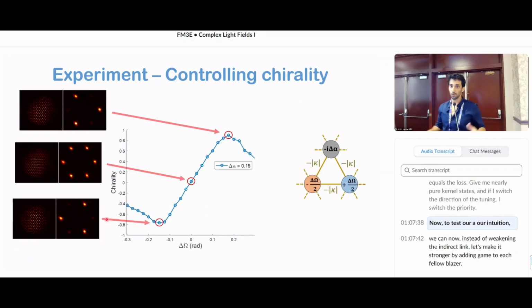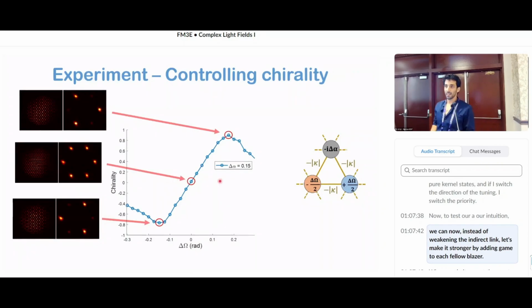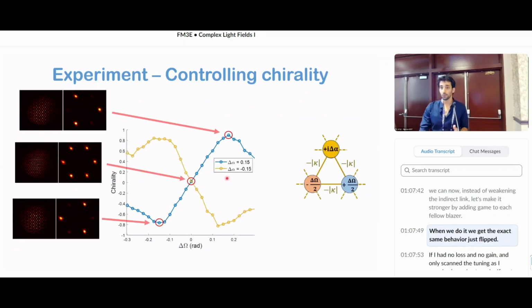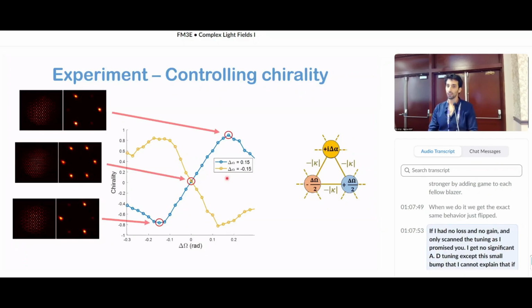Now, to test our intuition, instead of weakening the indirect link, let's make it stronger by adding gain to each third laser. When we do it, we get the exact same behavior, just flipped. If I had no loss and no gain and only scanned the detuning, as I promised you, I get no significant chirality, except this small bump that I cannot explain now, but later if you will ask.